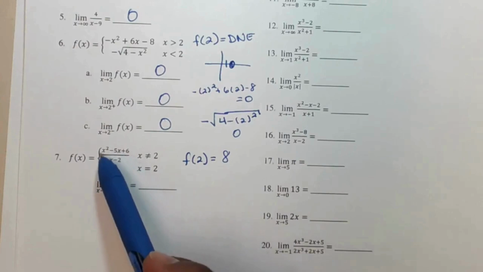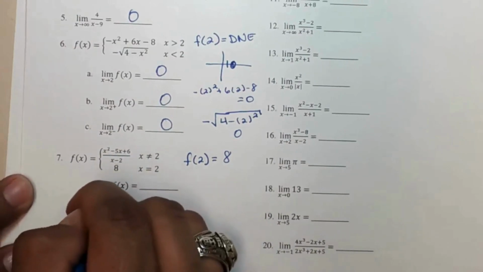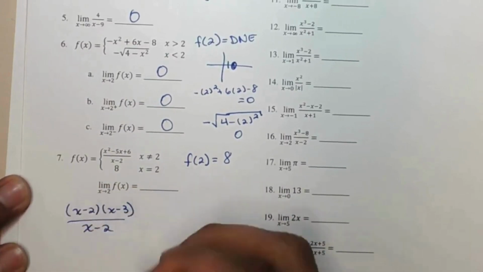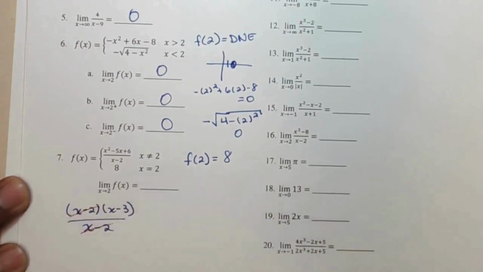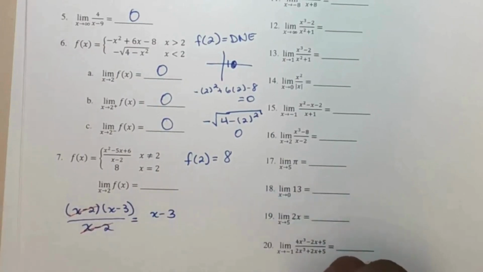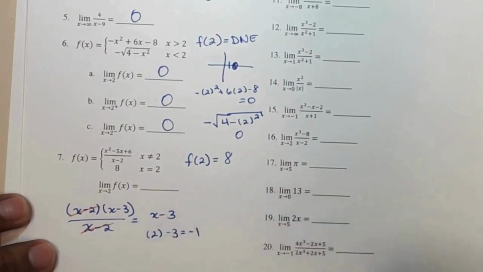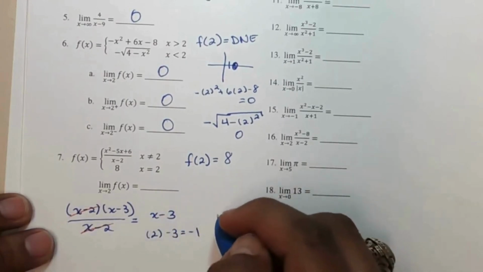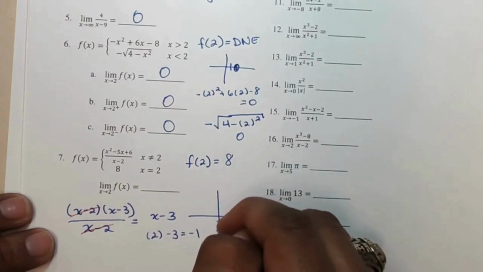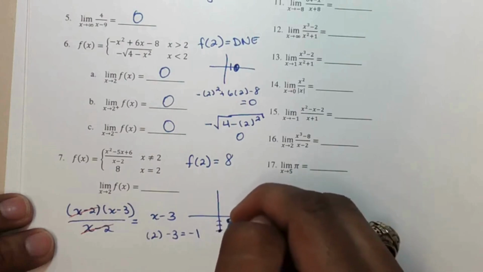Well, if I were to graph this out, if I factor the top, you end up getting (x minus 2)(x minus 3) all over x minus 2. Wait a minute, there's an x minus 2 on the top and the bottom, so I'm going to simplify that out and get x minus 3. If you plug in 2 into this function, you end up getting negative 1. So you end up getting a line, x minus 3, where you have a point at 2, negative 1.